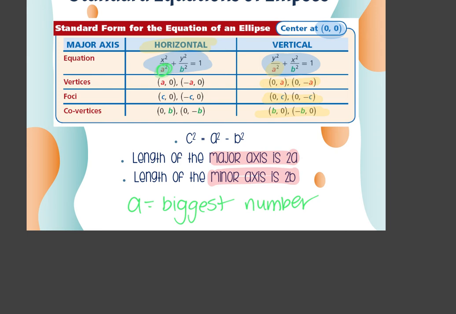You will see those more in the flip-flop of today's lesson, like when we finish it tomorrow, where I give you information and then you give me the equation. It doesn't very often ask you the length of the major or the minor when you're graphing.